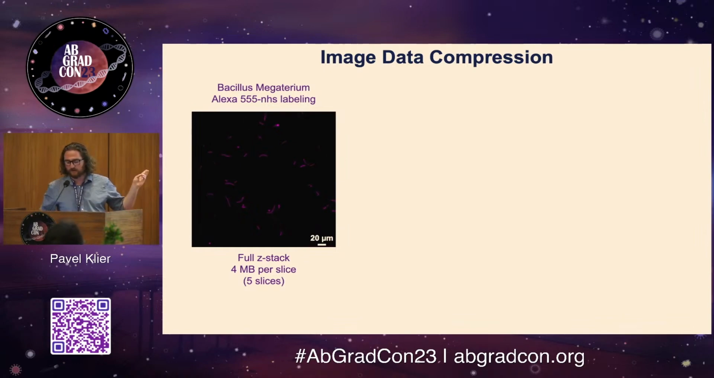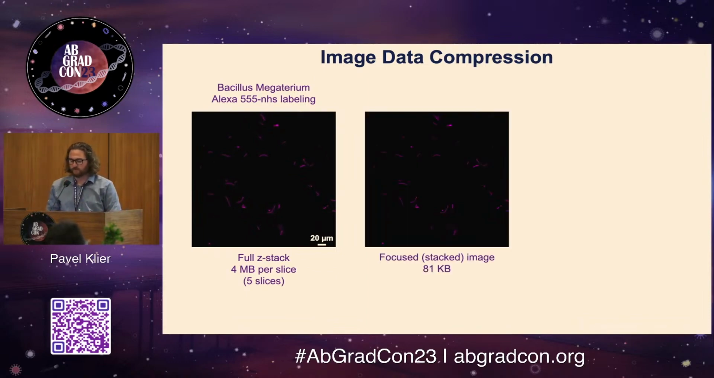The image I'm showing right now is a set of images that were automatically collected at different focal planes in the sample. And after it's run through the compression routine, you end up with a single in-focus image, and you've suddenly gone from megabytes of data to kilobytes of data.